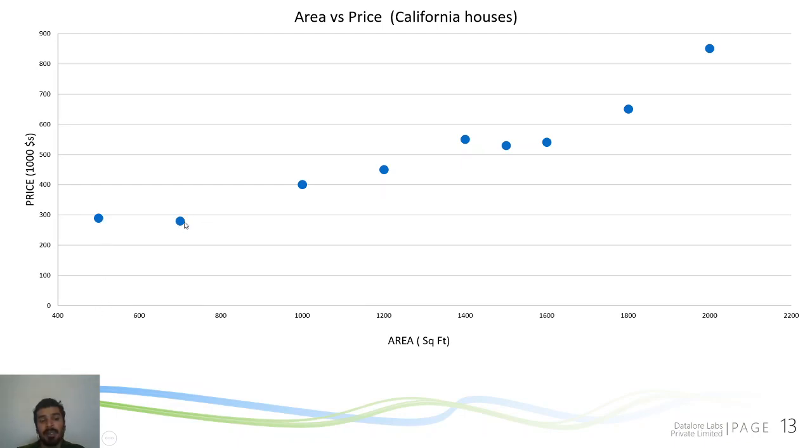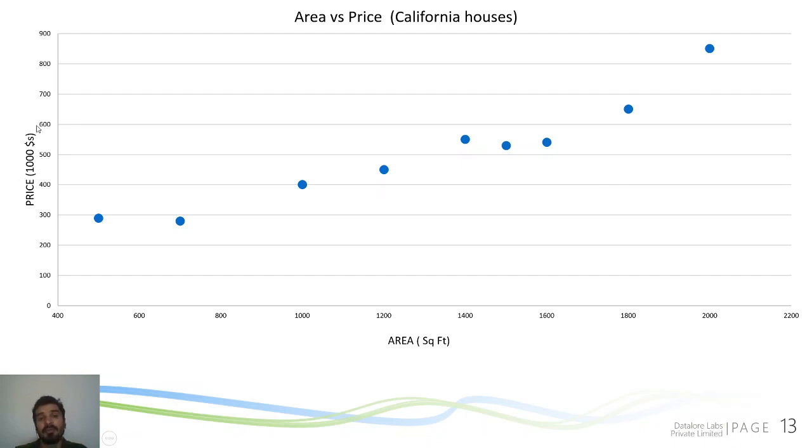And this house here is again somewhere around $300,000, and the area is around 700 square feet. And if you see this house here, it's around 2,000 square feet, and the price is around $850,000. So this is a dummy data set with very few data points, but in your actual problem you'll have like thousands of data points.